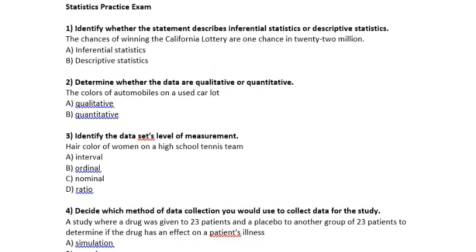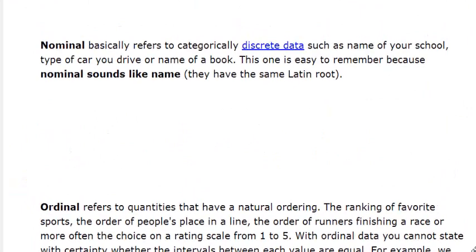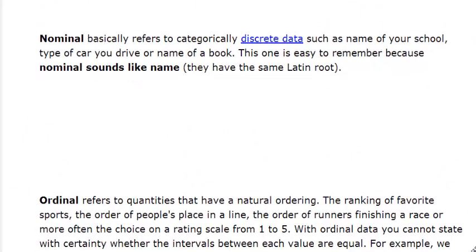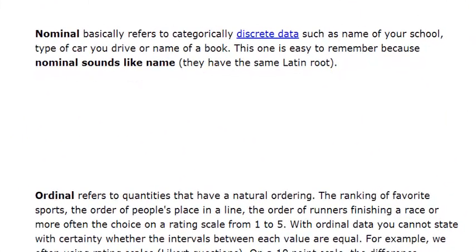Question number 3 asks you to identify a particular set's level of measurement. Now I'm going to show you a website over here that gives you the distinction between these types of statistics and what they mean. A nominal statistic refers to categorically discrete data. Something that simply establishes what the name of something is, or that identifies a characteristic of it. Doesn't really have to do with a particular number.